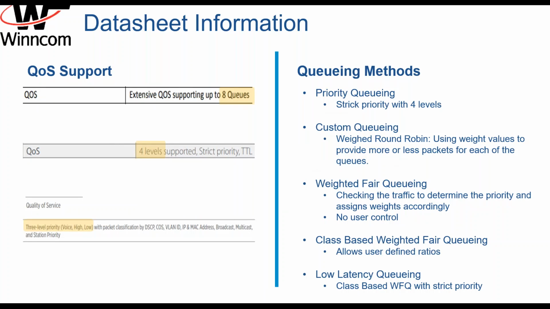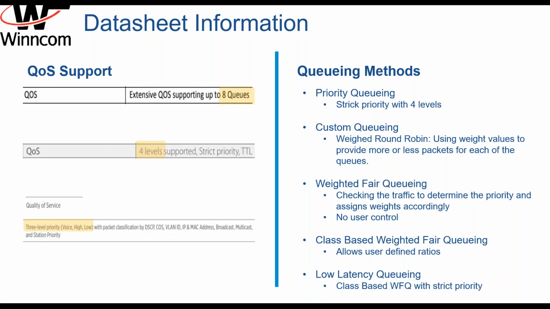Okay, the quality of service. QoS is a comprehensive topic, but let's have a look at different QoS methods to have an understanding of the difference. Okay. First, the priority queuing is strict priority with 4 levels. If there is something in the higher level, it will pass it before the other lower levels.